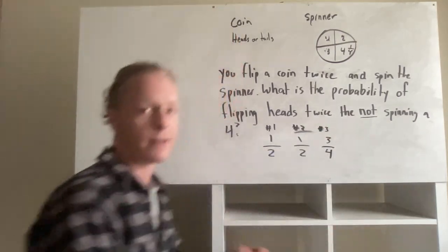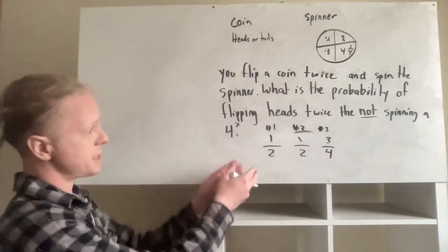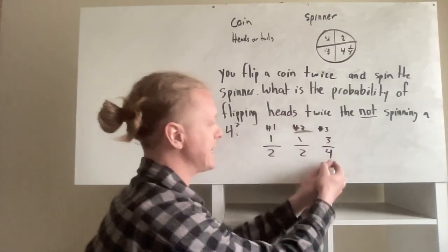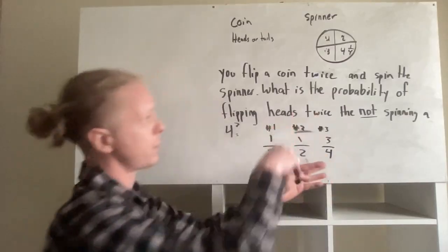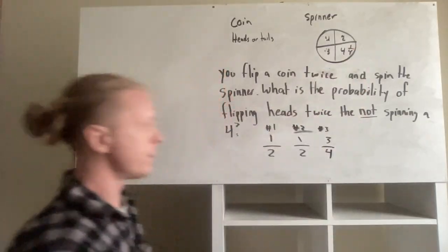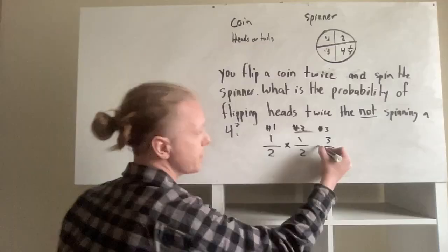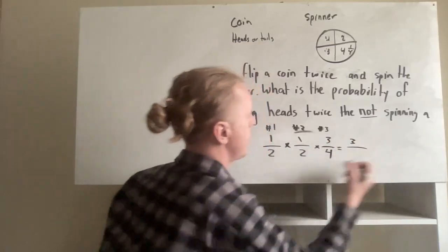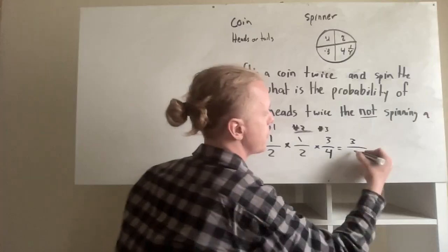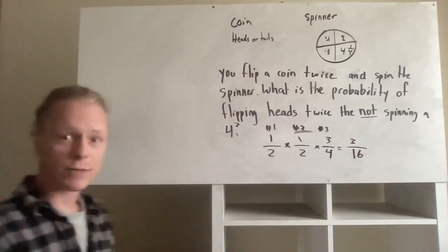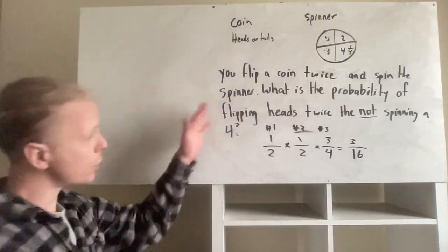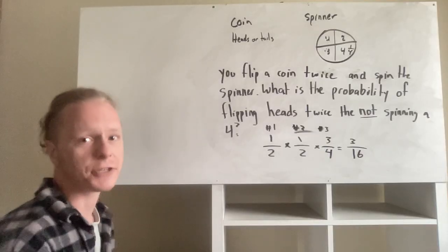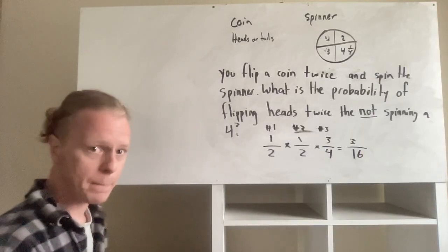Now, this was a then situation, right? First I need to flip heads and then flip heads again, and then I need to spin not a 4, right? So we're going to multiply our probabilities together. 1 times 1 times 3 is 3. 2 times 2 is 4. Times 4 is 16. So my probability that this would occur would be 3/16, 3 out of 16 times that I tried it, on average.